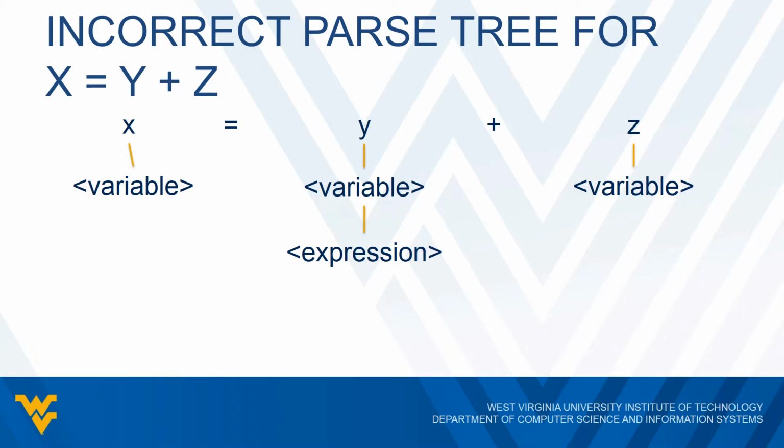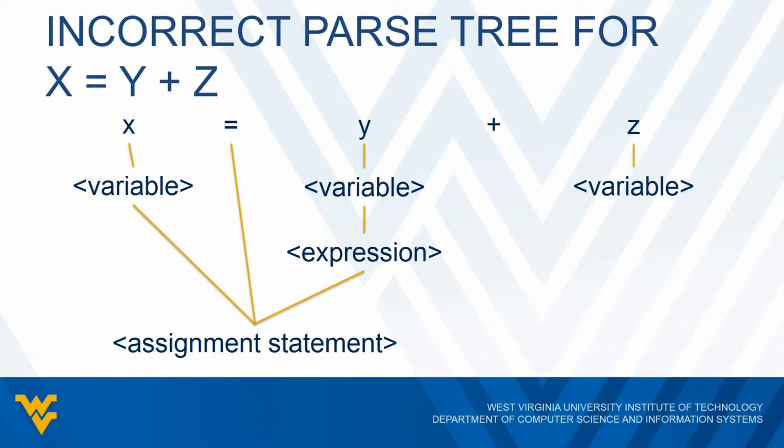So we're no longer having y plus z be the expression. So sure enough, we do have variable equals expression. So we do have this assignment statement here. So we did get to the goal symbol, right? Well, this is still the wrong choice because it doesn't use all the tokens. We still have this plus sign and we still have this z that doesn't map to anywhere.